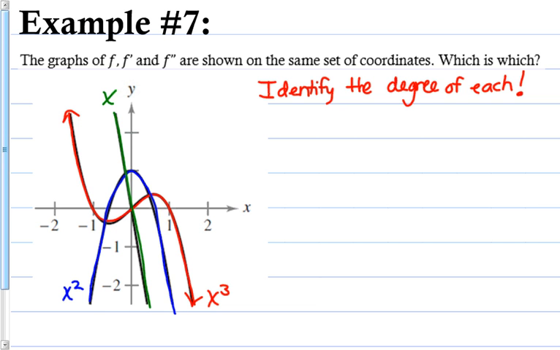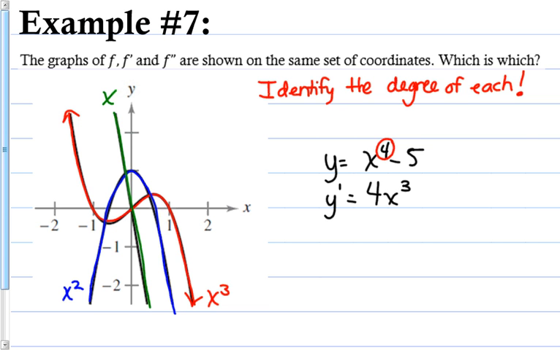Right? So if you identify the degrees of each, and then remember what happens when you derive. Okay, for example, if I derive this, what am I doing to the degree of the function? What am I doing to the exponent? Well, you bring it to the front, and then you subtract an exponent from the 4, and you get 3. So what am I doing to the degree? I'm making it smaller, right? When we derive, we're making the degrees smaller.